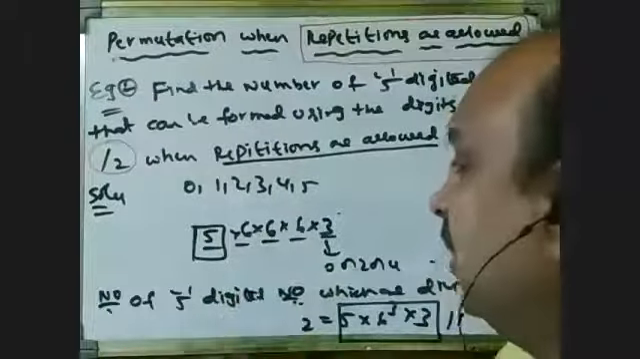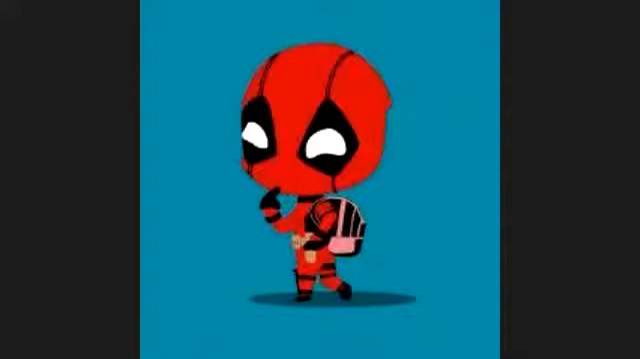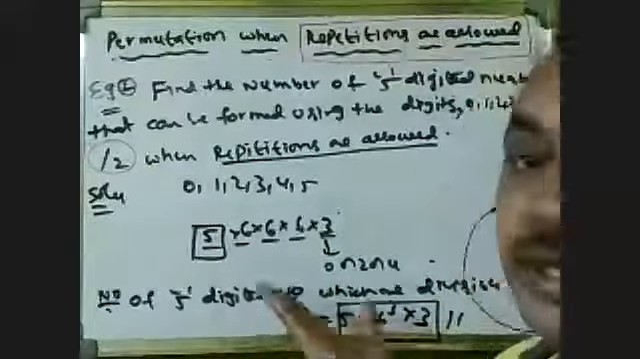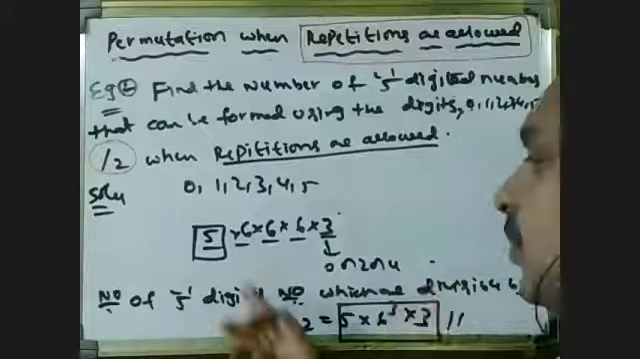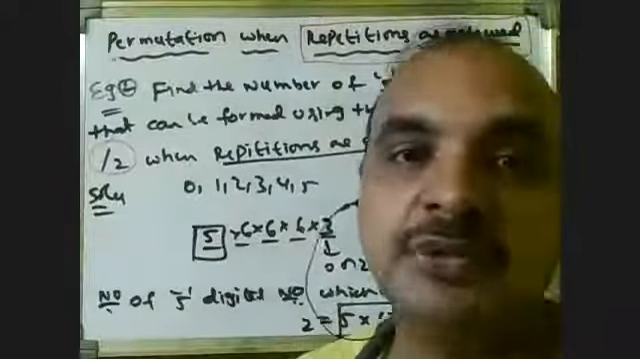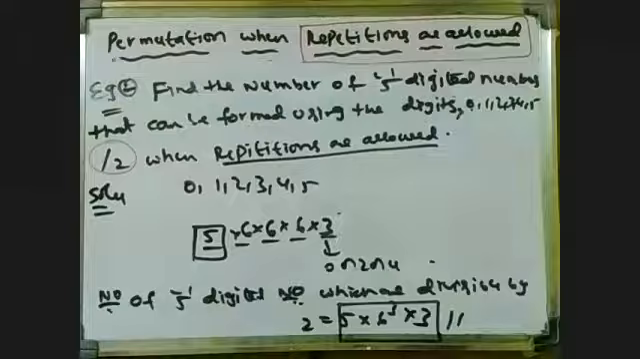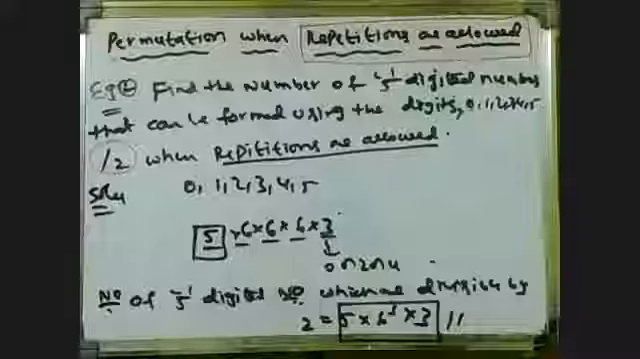No problem. Now the second place has how many choices? Again, all the numbers are available. 6 ways. Third number, again 6 ways. Fourth number, again 6 ways. Apply the fundamental principle. Since the work is incomplete, you'll get multiplication. Number of 5-digit numbers which are divisible by 2 is equal to 5 into 6 cube into 3. This is the way how you can do it. You can do it very easily. No problem.